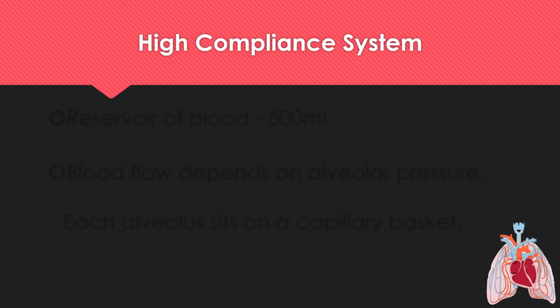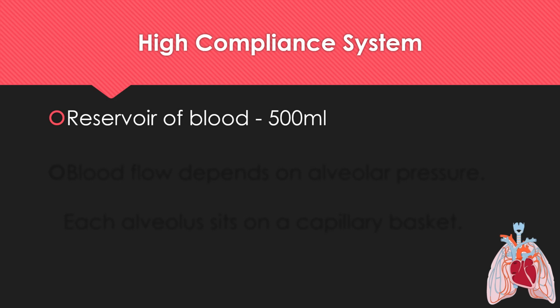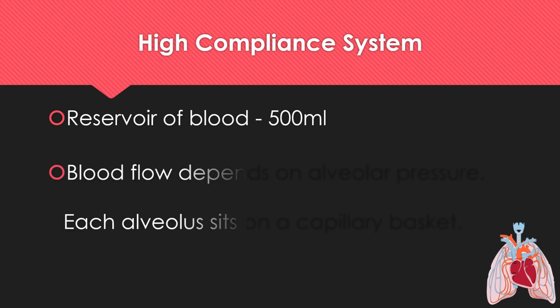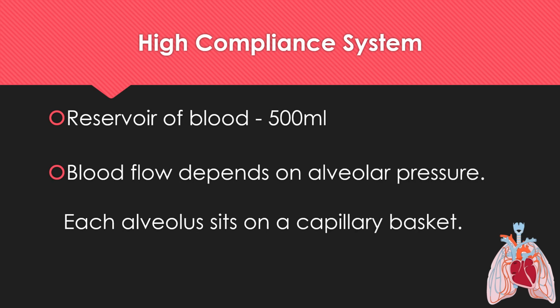The pulmonary circulation has higher compliance. It is a reservoir of blood that is around 500 ml, which is 10% of the circulating blood volume. When a person stands up, this is discharged into the general circulation. Blood flow depends on the alveolar pressure. Each alveolus sits on a capillary basket, so there is a basket of capillaries around the alveoli.